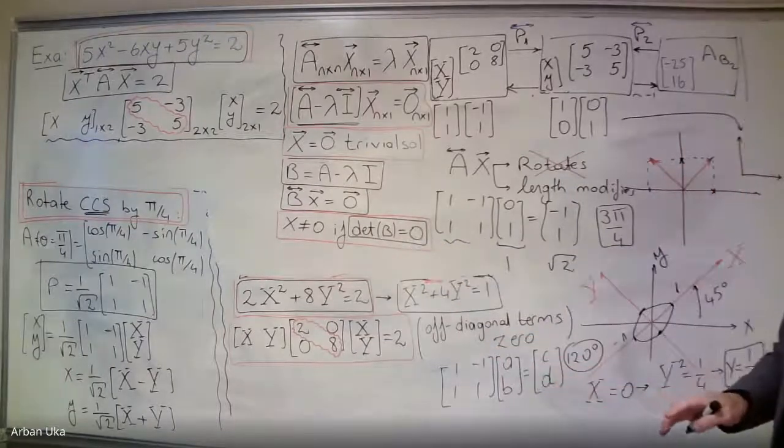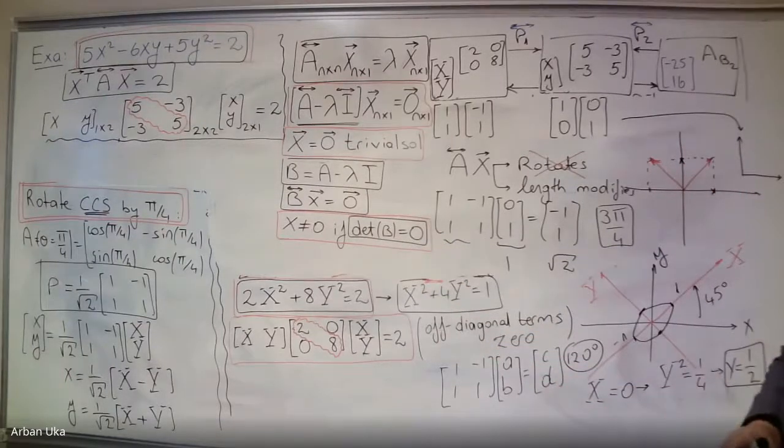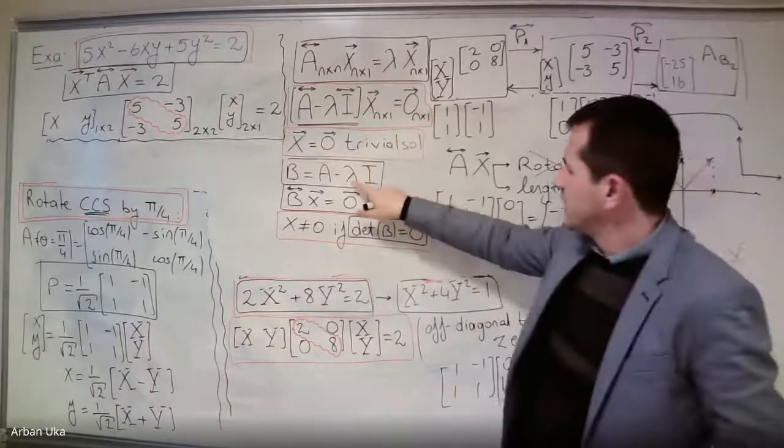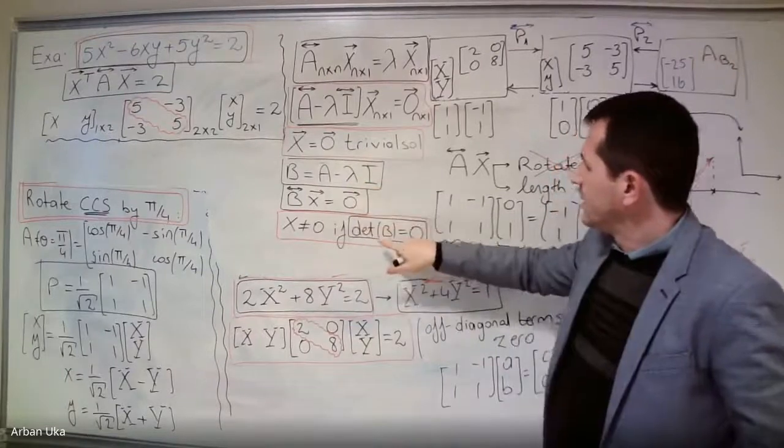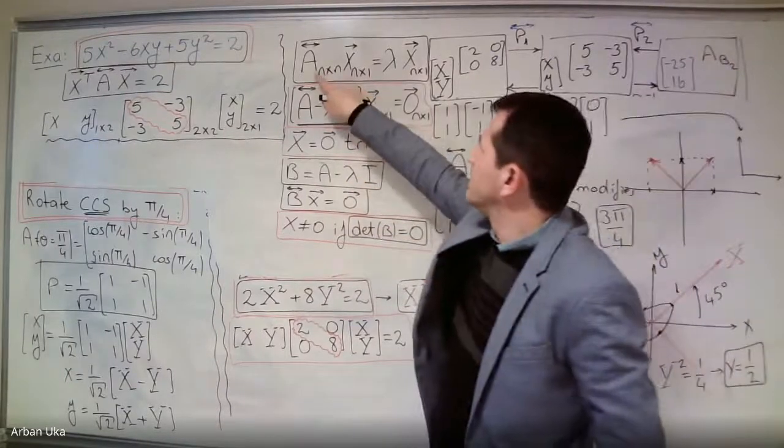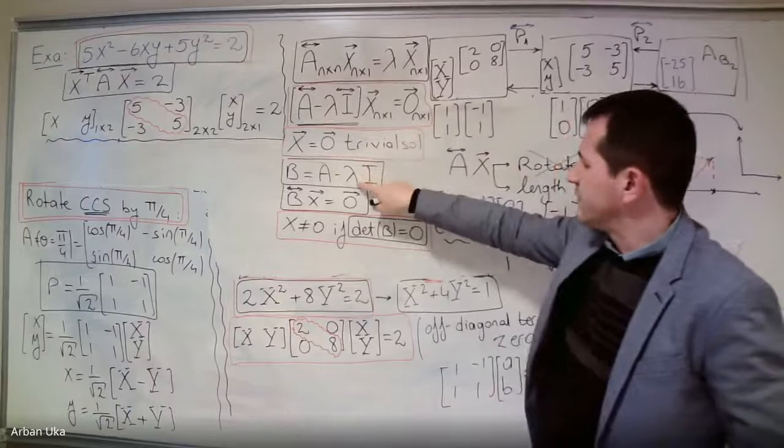So we want the determinant of B to be equal to 0. But it looks like the determinant of B does not depend on A directly, but it's a function of lambda, okay?